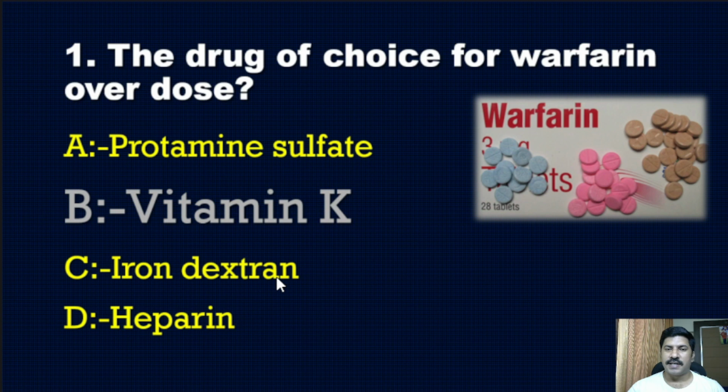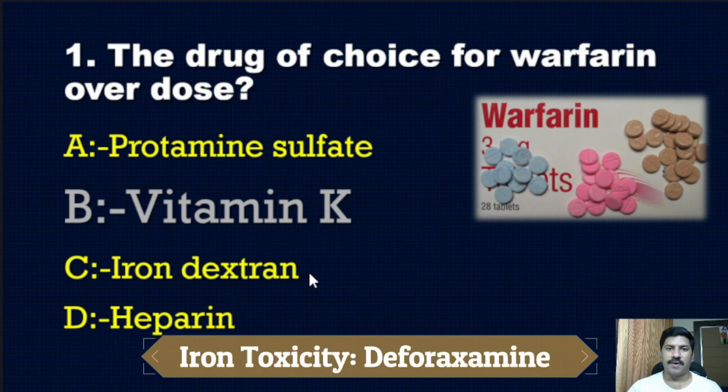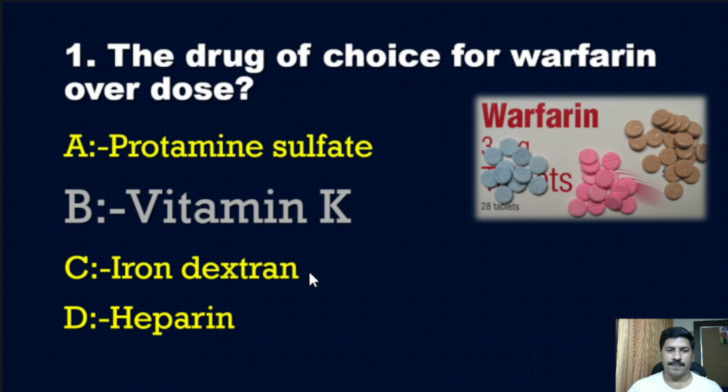So iron dextran is used for the treatment of iron deficiency anemia. If there is iron toxicity or iron overdose, we can use deferoxamine as an antidote. So it is clear: protamine is an antidote of heparin, vitamin K is an antidote of warfarin, and iron dextran is used for the treatment of iron deficiency anemia.